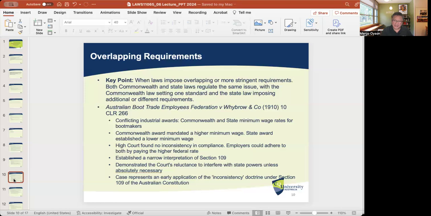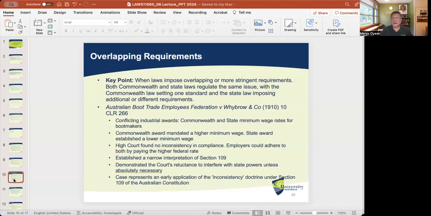But here it's an unusual scenario, because although there appeared to be an inconsistency, the High Court found a way to say that there was no inconsistency, because it was possible for an employer in the bootmakers industry to comply with both laws simply by paying the higher wage. So if an employer in a particular state that mandated lower wages decided to pay the higher wages anyway, then it wasn't in breach of the Commonwealth law. And there is no penalty, there is no violation of a state law if an employer pays more than that which is required by the state.